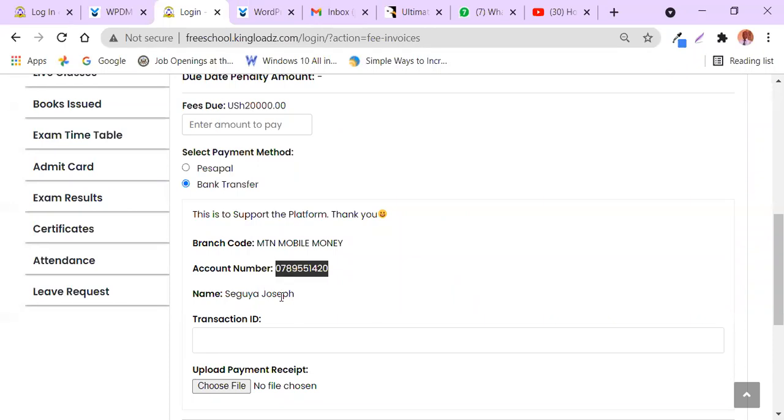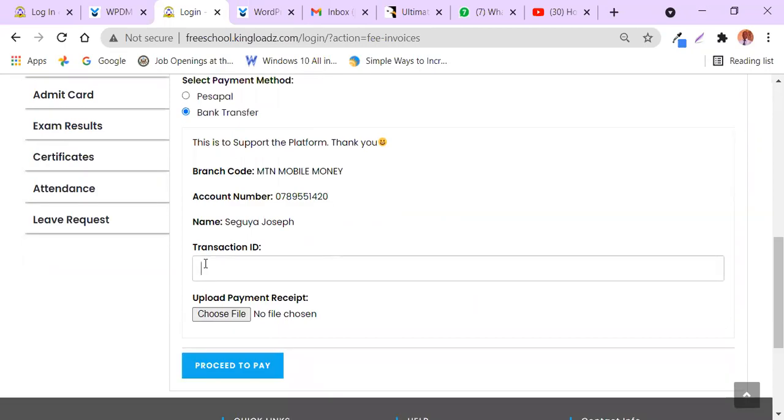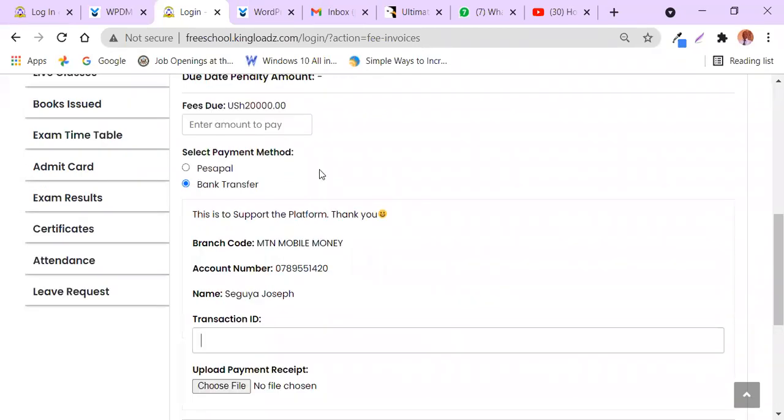Once you send on that number, you type here the reference number, which you get on your phone. If you have used a smartphone, you can take a screenshot and upload the receipt here. If you cannot get the receipt, you just put here the reference number and then you say proceed to pay. So when you press proceed to pay and we have received the money, we shall clear this amount.